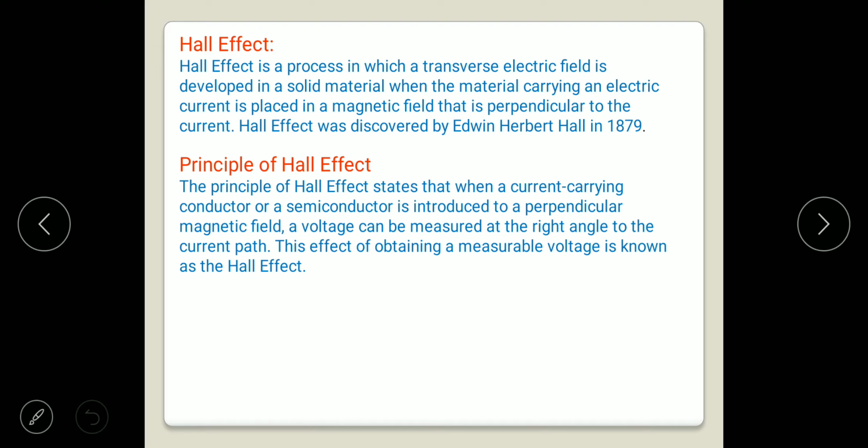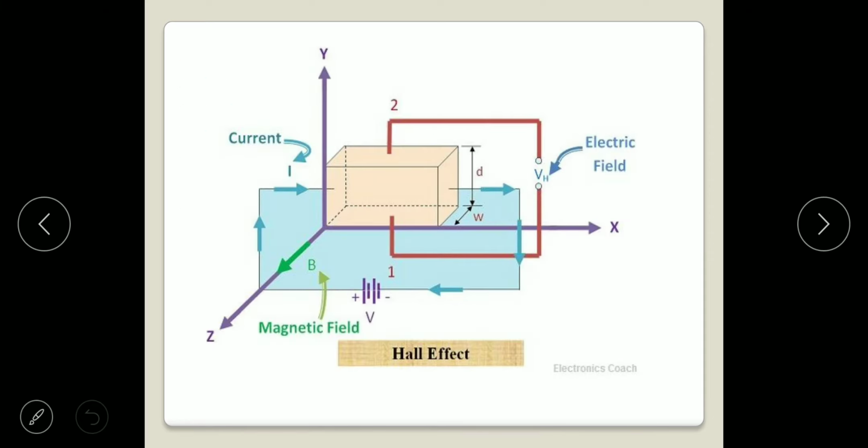So, principle of Hall effect. The principle of Hall effect states that when a current carrying conductor or a semiconductor is introduced to a perpendicular magnetic field, a voltage can be measured at the right angle to the current path. This effect of obtaining the measurable voltage is known as the Hall effect. This is the diagram for the Hall effect.